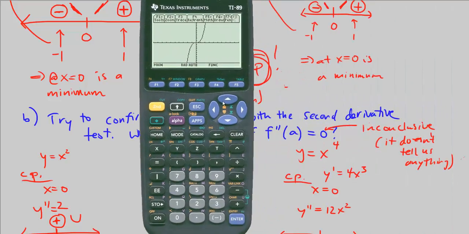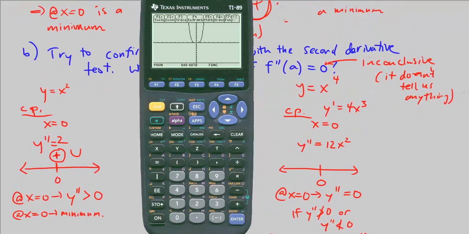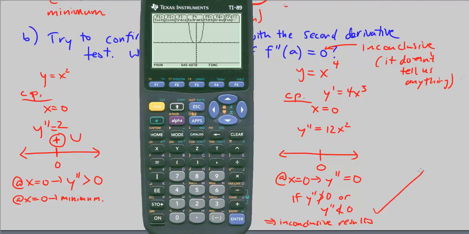Finally, let's look at the graph of y is equal to x to the 4th, and we have again a minimum at the origin, which is confirmed by the first derivative test, but not confirmed by the second derivative test. So that's going to end for us looking at CPM Calculus Chapter 5, number 42.